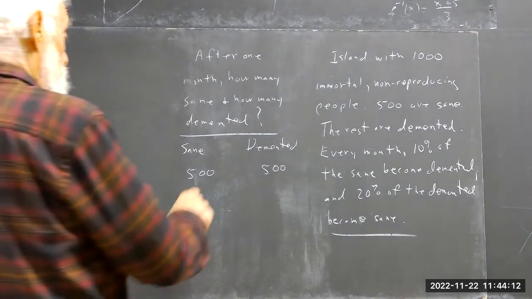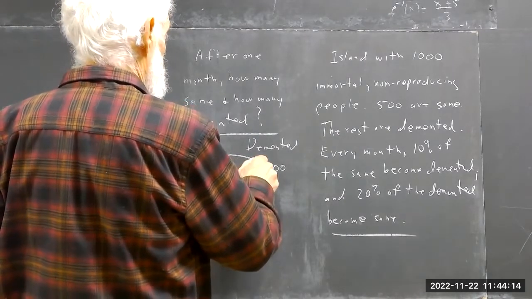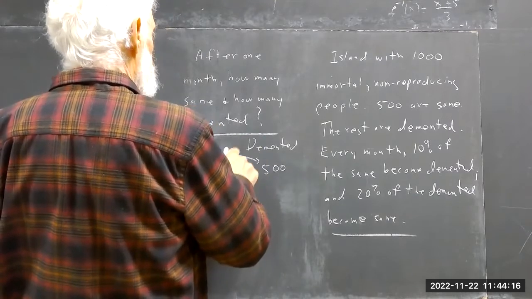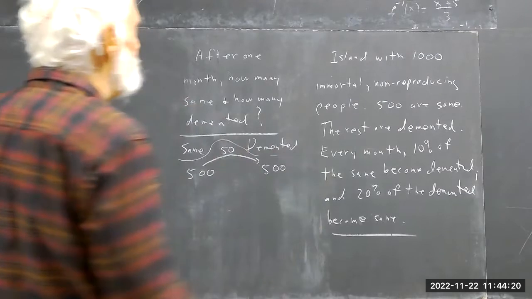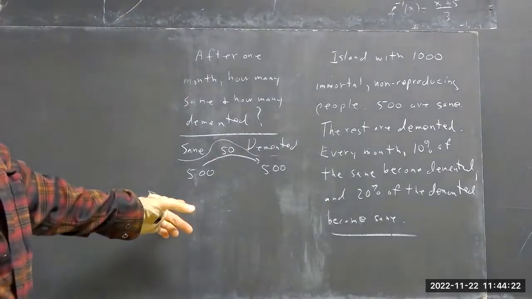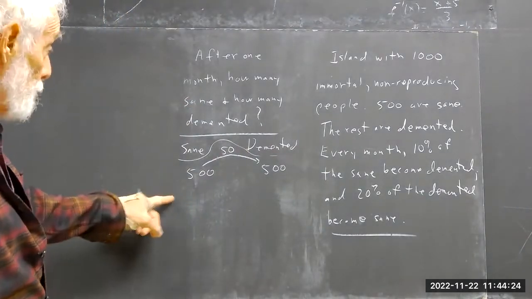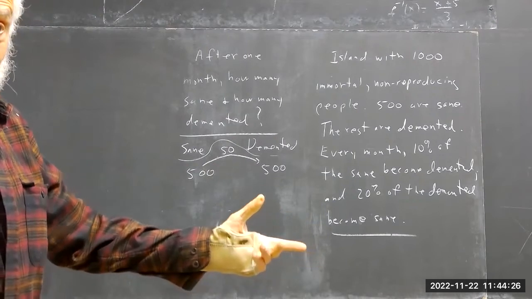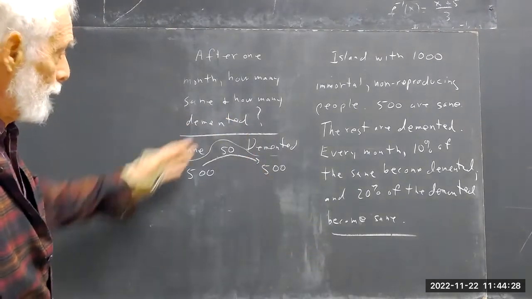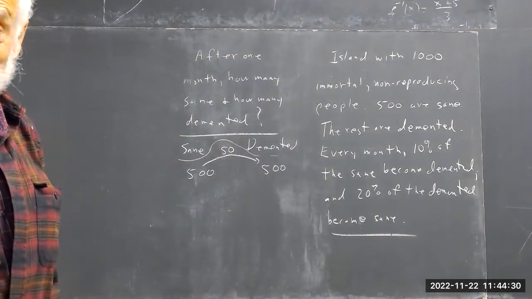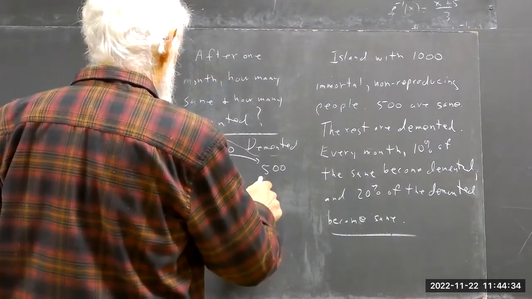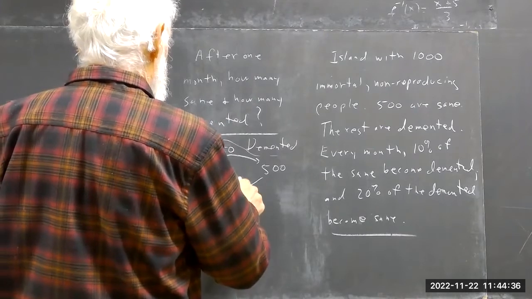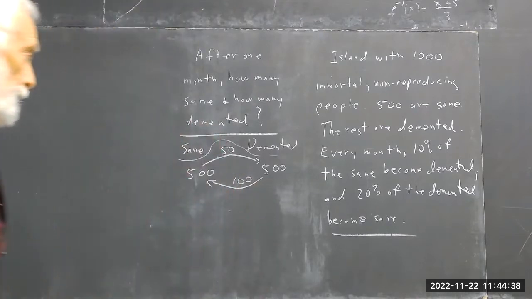So I can put that in a schematic. Okay, so 10% is 50. Everybody got that, so I don't have to explain how we got 50. 10% of 500 is 50, right? So this many sane go over to the demented camp. And 20% of 500 is 100, so 100 of these come over here.